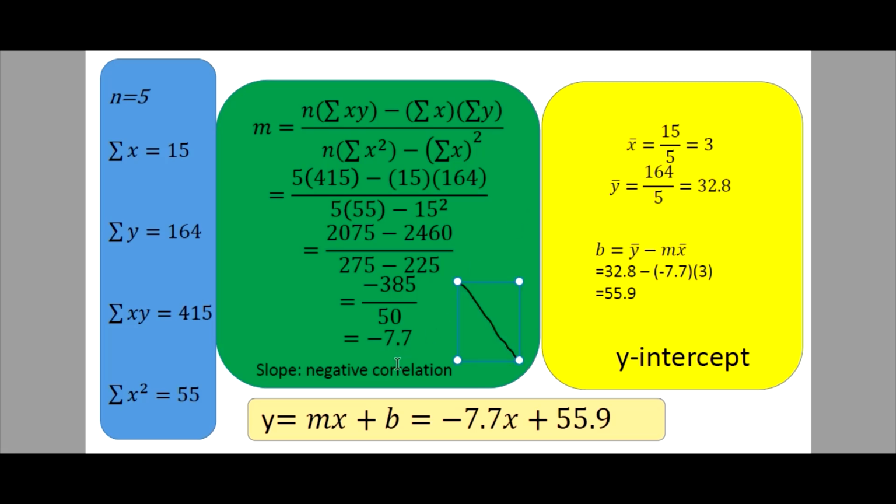So negative correlation. Then for the intercept, the mean of the x's, 15 divided by 5, which is 3. The mean of y's, we have 164 divided by 5, which is 32.8. And then using these values, we will get the b or the y-intercept is equal to 55.9, giving us this linear equation or regression equation.